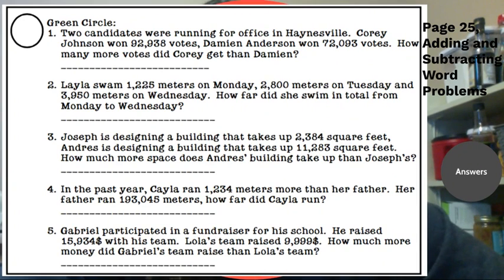Every single student is required to do the green circle and the blue square. And then you have a choice. You can either do the black diamond and double black diamond, or you can spend 30 minutes on IXL. So your choice, however you want to do it today, is completely up to you, but we are on page 25 in our Ultimate Math Notebook.